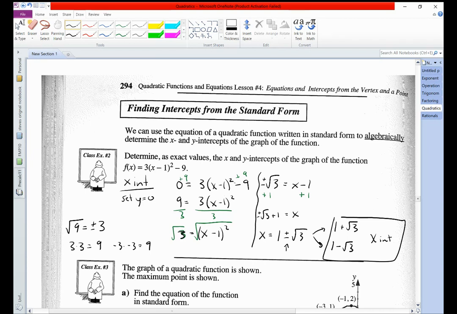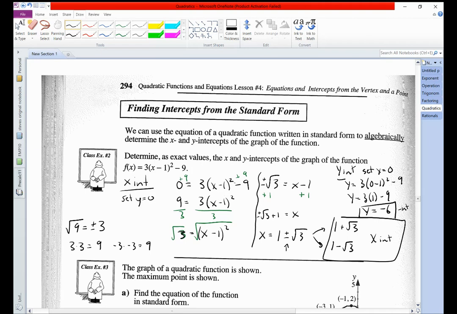And then I don't have a lot of room, but we can do the y-intercept as well. So for the y-intercept, we're going to set x equal to 0. So when I do that, I'm going to say y equals 3(0 minus 1) squared minus 9. And we just do some algebra here. So 0 minus 1 is negative 1. Negative 1 squared is going to be 1. So now I have 3 times 1 minus 9. And then 3 times 1 is 3, minus 9. So I get y equal to negative 6.